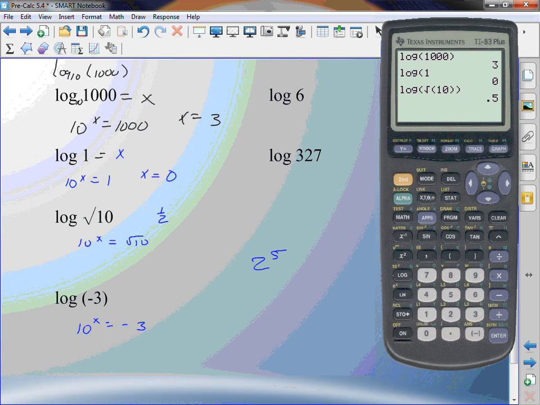That was just a little side note. Try your calculator. What happens? If I hit log of negative 3, I get non-real answer.